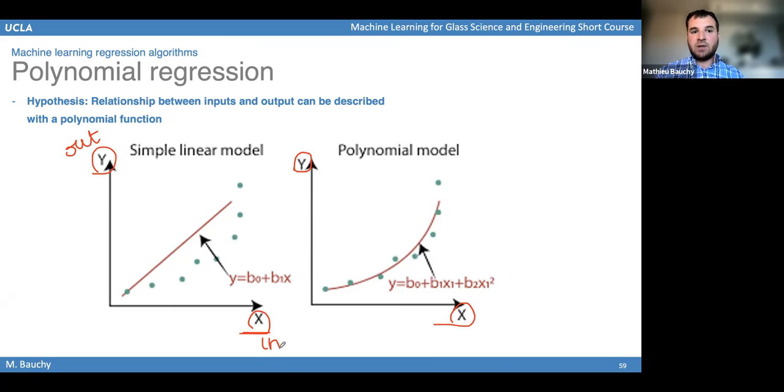When you do these types of regression, you will need to make some hypothesis about the complexity of the relationship between the input and the output. For example, in the case of a regression like this, you will need to say, I think the relationship between the input and the output is linear. So I think it's a very simple relationship that can be described with a linear relationship.